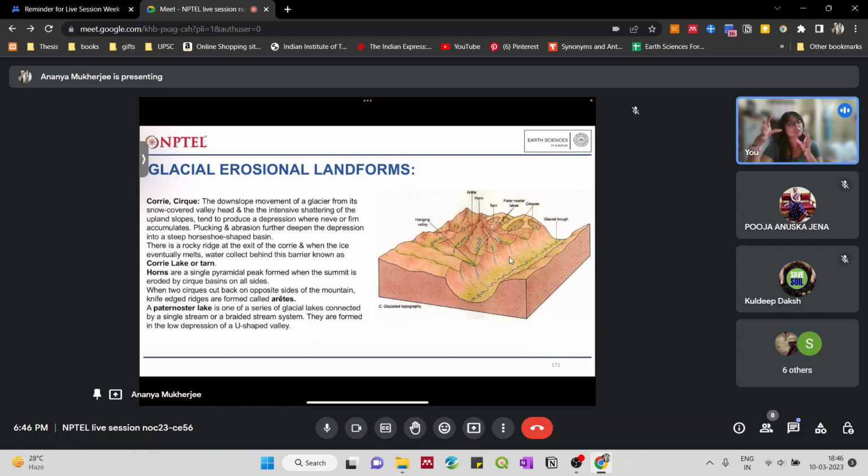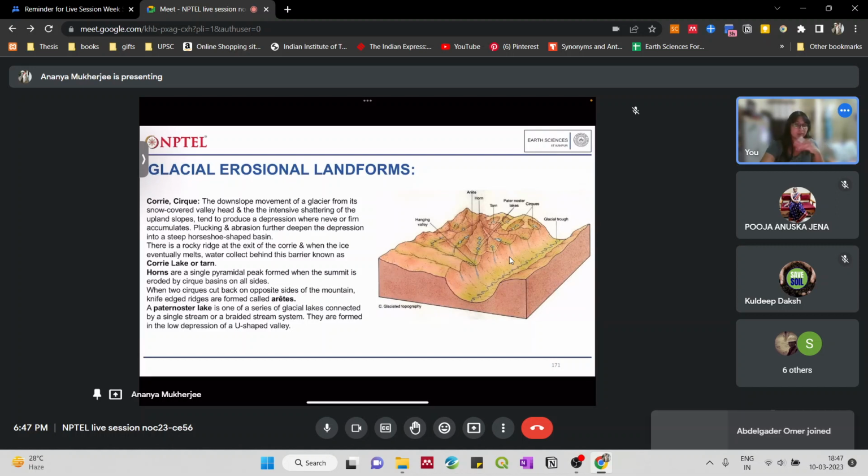These are usually the accumulation zones for alpine glaciers. Later on, once you go down the cirque or the corrie, there are some areas where you will have the ice melting, and the water gets collected over there. That is called a corrie lake or tarn. Then you have horns. What are horns?